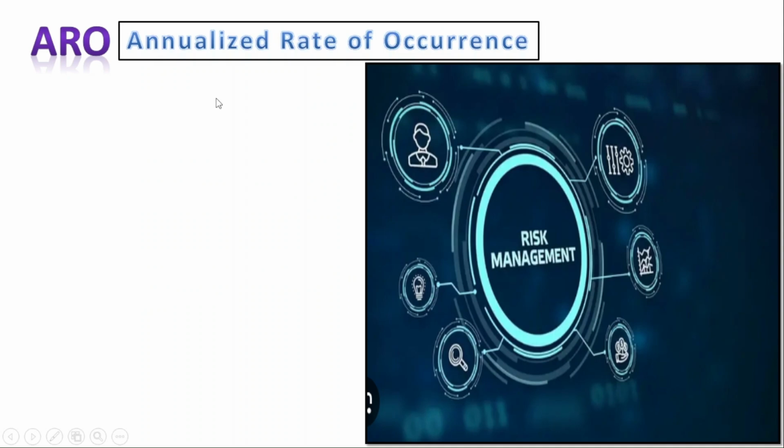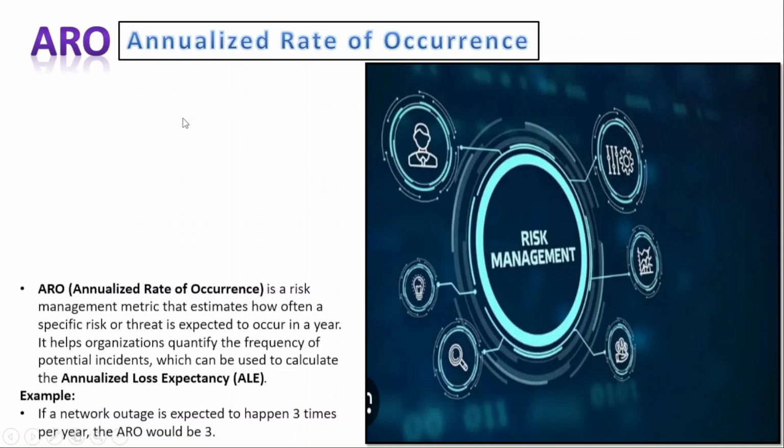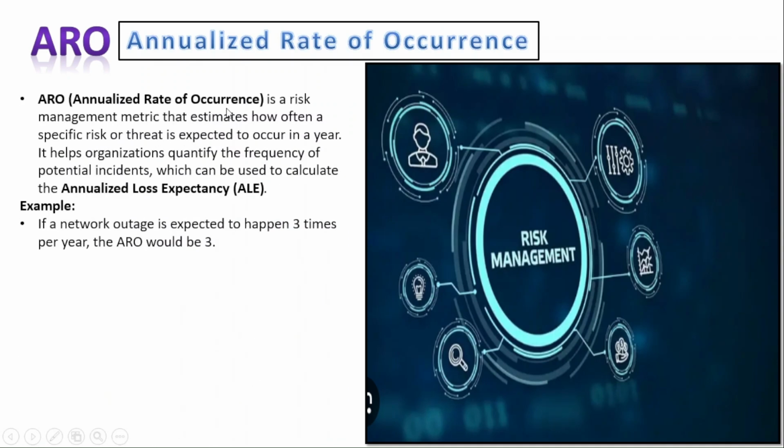ARO, that is annualized rate of occurrence. So ARO, or annualized rate of occurrence, is a risk management metric that estimates how often a specific risk or threat is expected to occur in a year. It helps organizations quantify the frequency of potential incidents, which can be used to calculate the annualized loss expectancy, that is ALE. Example, if a network outage is expected to happen 3 times per year, then the ARO would be 3.